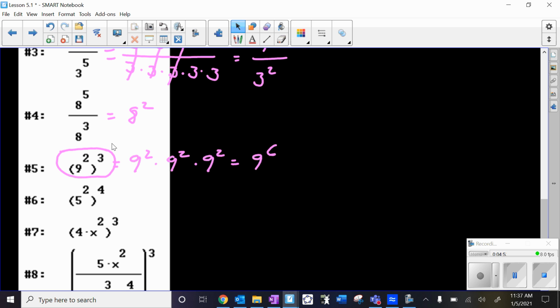2 times 3 would get me 6. Down here at the bottom, 5 squared to the 4th. Well, that's the same thing as 5 to the 8th power. Number 7, people sometimes forget that these exponents are also going to go to the numbers as well. So really, this is the same thing as 4 to the 3rd times x to the 6th.